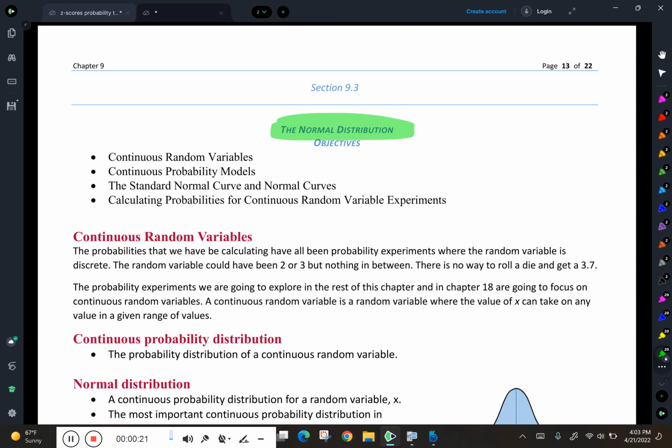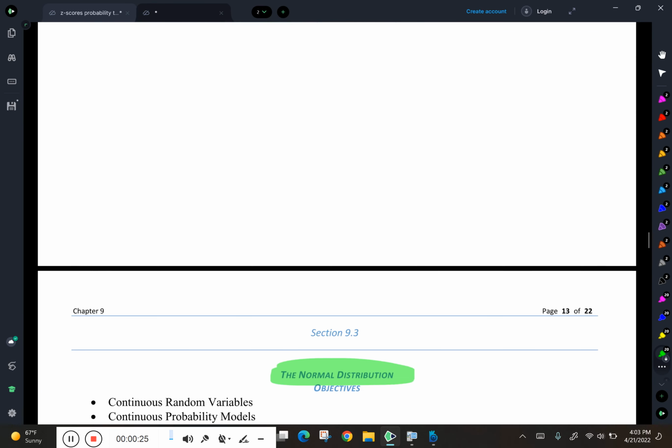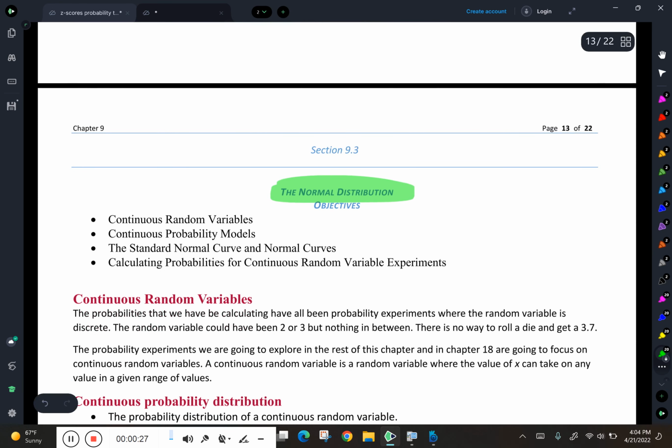In the first two sections, up here in section 9.1, we talked about different ways to describe data sets using means and standard deviations. And now we're going to bring that back around and talk about probability and how probability is related to those. So in this session, we're going to take a look at continuous random variables. We're going to talk about continuous probability models, the standard normal curve, and then just plain old normal curves, and then calculating probabilities for continuous random variable experiments.